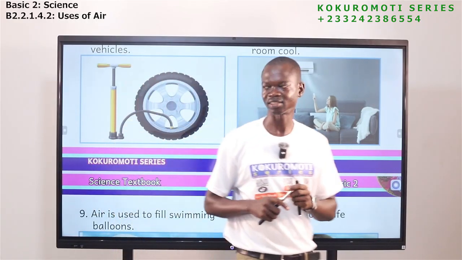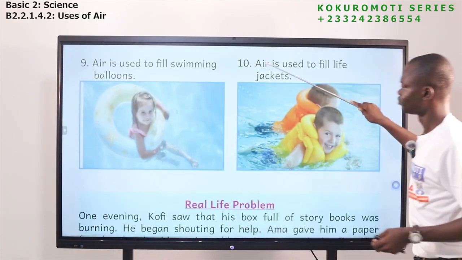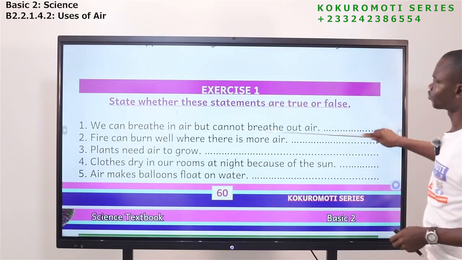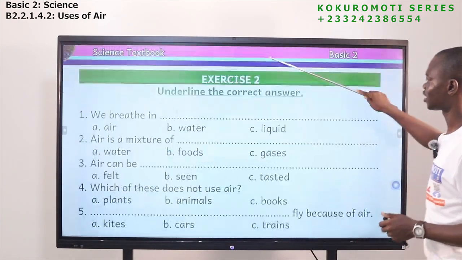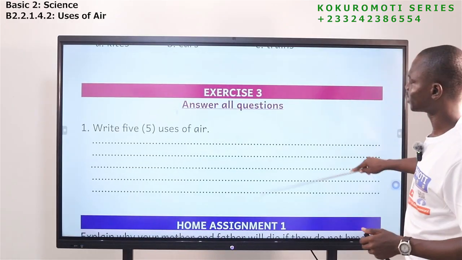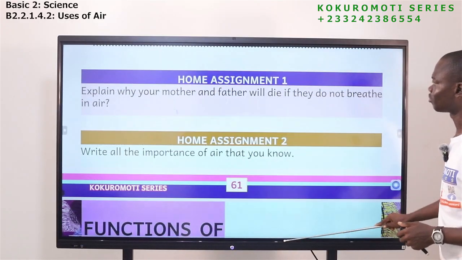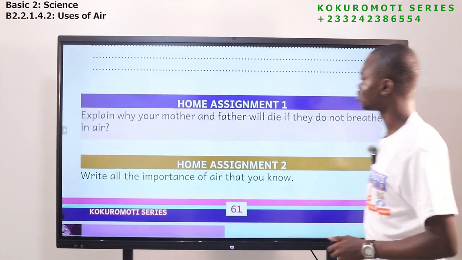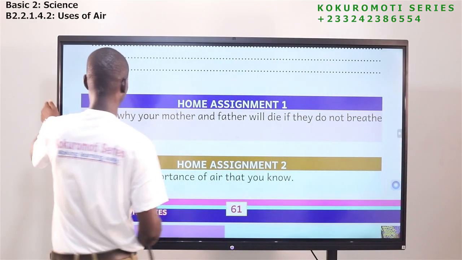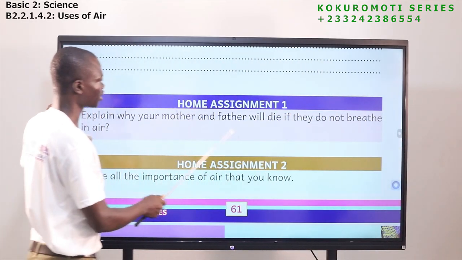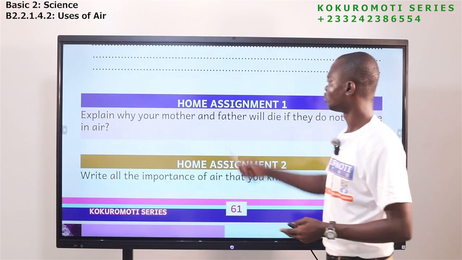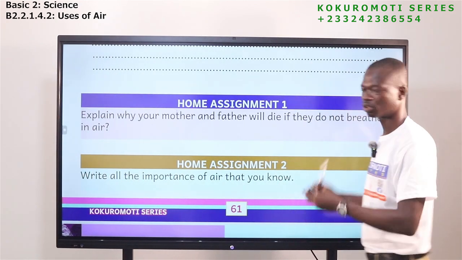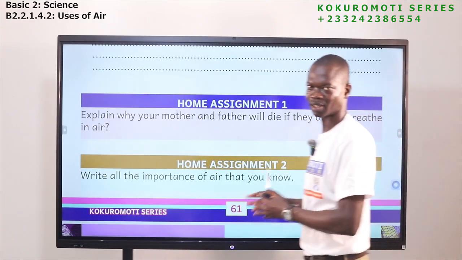Let's look at the exercises. We have exercise 1. How many questions? 5 questions. Exercise 2 here. We have exercise 3. Then home assignment 1, home assignment 2. So let's look at home assignment 1. Explain why your mother and father will die if they do not breathe in air. So we have home assignment 1, home assignment 2. Make sure you do this home assignment.